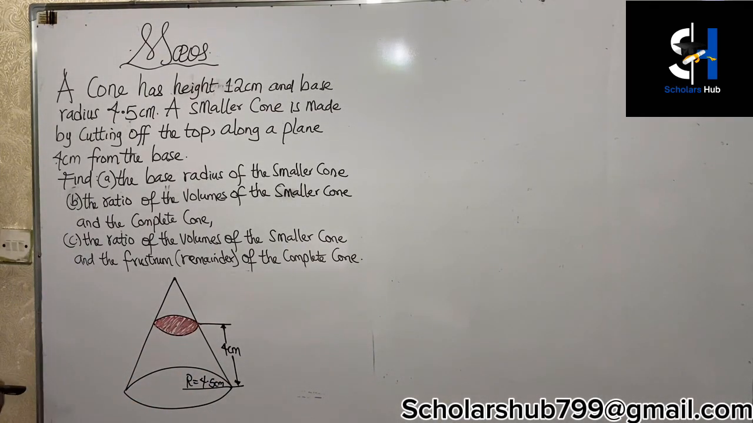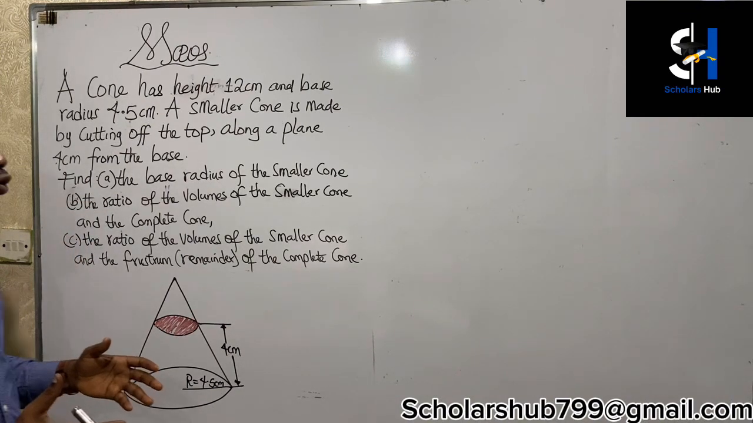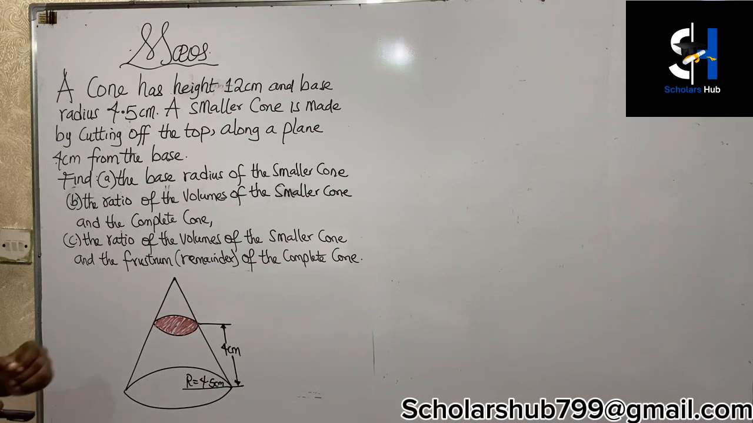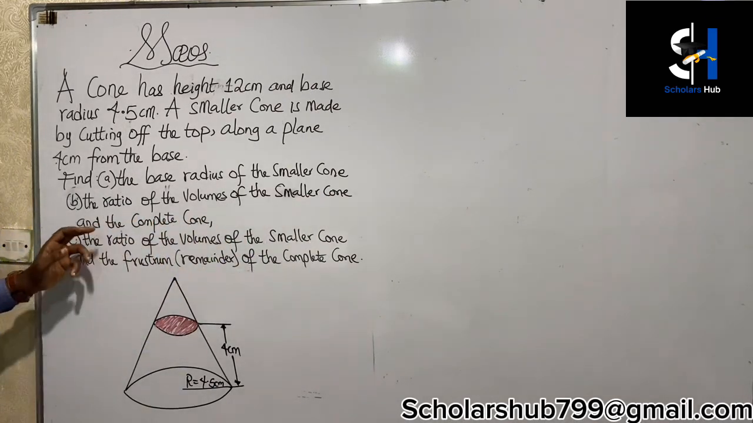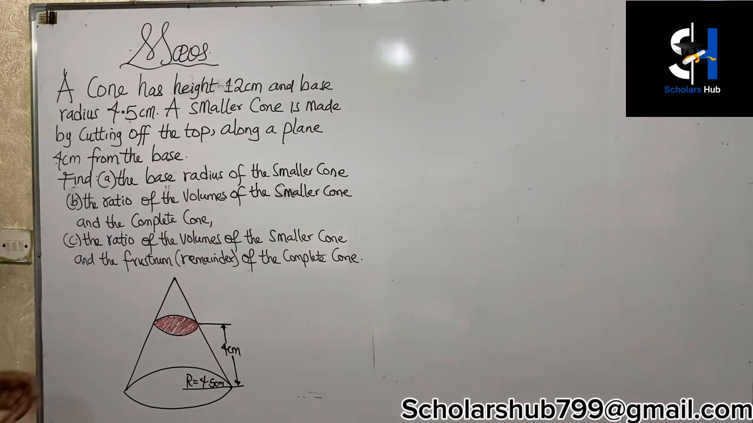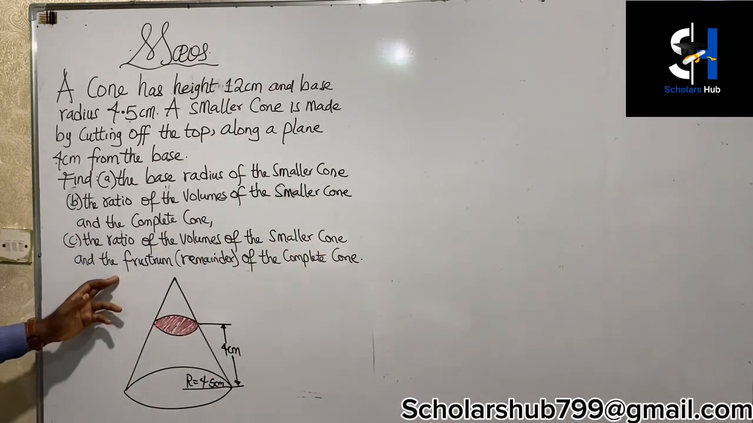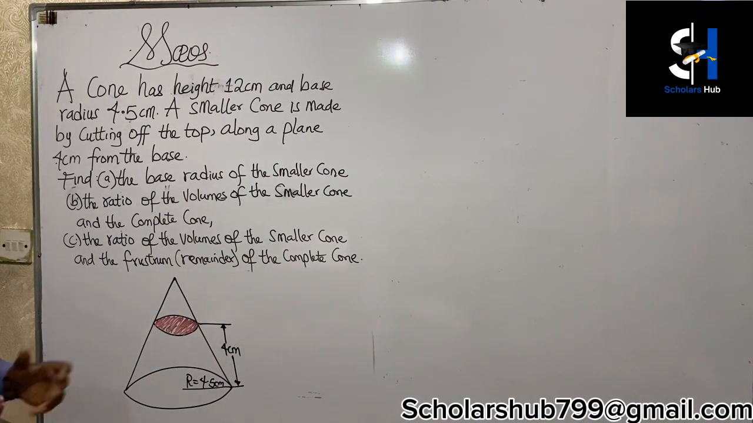All right, so now we want to find the base radius of the smaller cone, and also the ratio of the volumes of the smaller cone and the complete cone, and the ratio of the volumes of the smaller cone and the frustum, which is the remainder of the complete cone. And that's what we have here.